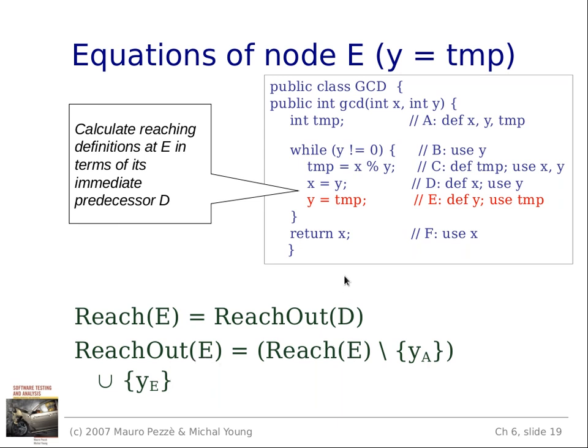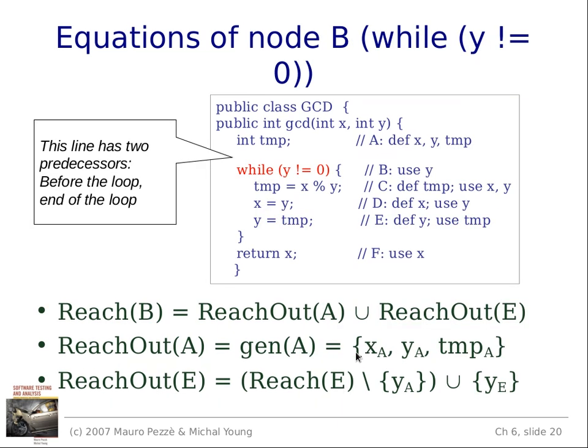And the reach out of E is basically the reach of E, aka the reach out of D, minus y of A, because we're defining y right here, so it's not pulling it from up here anymore from y of A. Y of A is being pulled here, so we need to remove y of A because we killed it. And then we need to union it with our new definition, y of E. So in other words, kill or get rid of the old definition of y and add our new definition of y of E to this list, is all we're saying here.